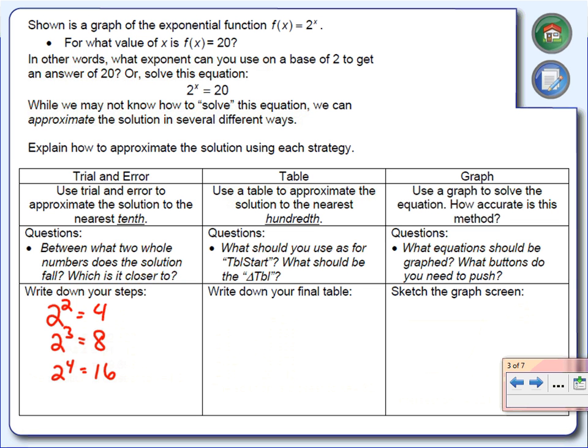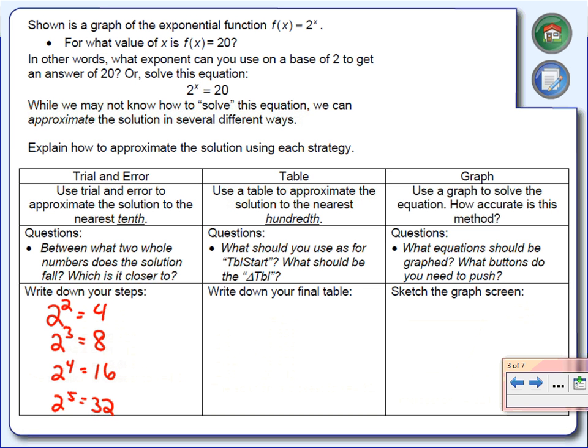Notice we're getting closer though. What about 2 to the fifth power? 32. 2 to the fifth power is not going to give you a 20. It's going to give you a 32. Now, do we really need to keep trying other numbers, 2 to the 6, 2 to the 7, 2 to the 8? No. Why? Because they're going to end up being bigger than the 20 that we're looking for.